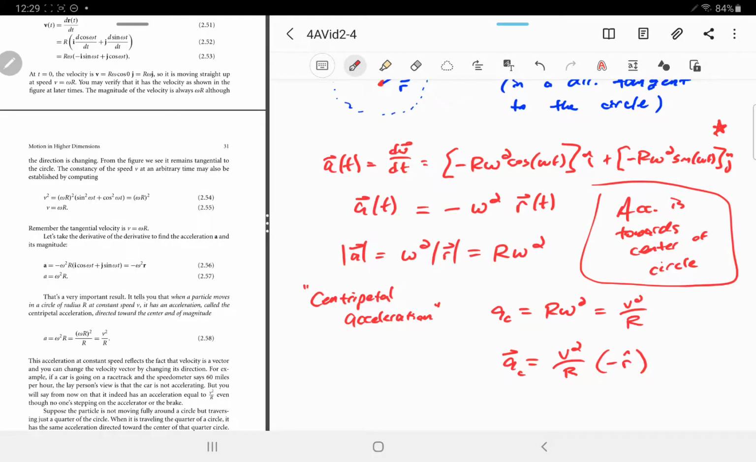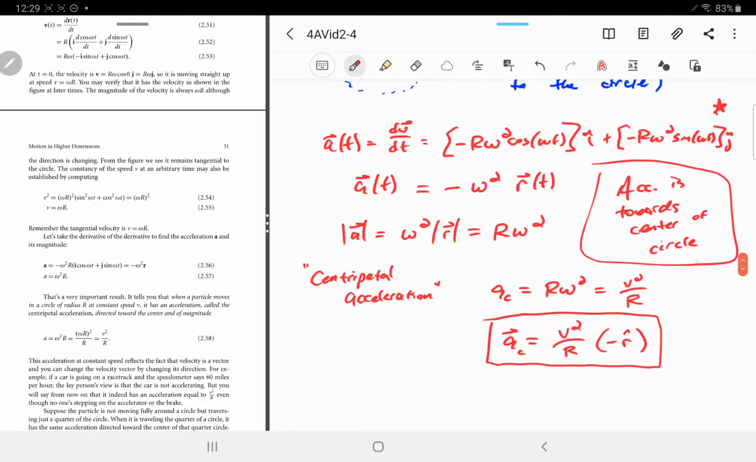Remember, r hat is a unit vector pointing outward from the center of the circle, so minus r hat is pointing inwards. And this is just a unit vector, so it's not changing the magnitude. So writing it this way makes it clear separately what the magnitude and the direction are of the acceleration vector. So acceleration is towards the center of the circle. Another way of saying that is it's radially inwards.